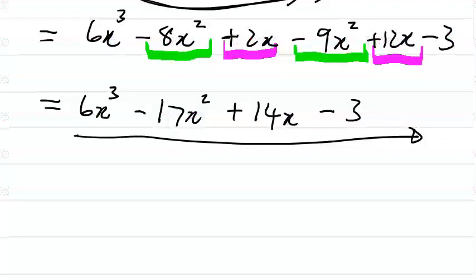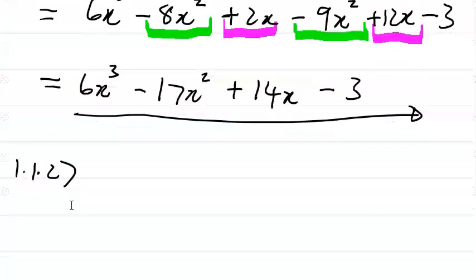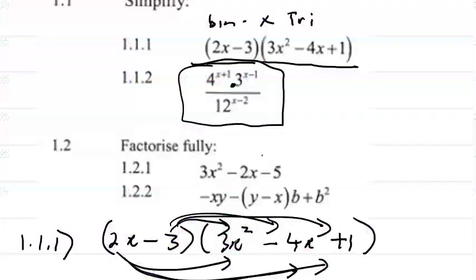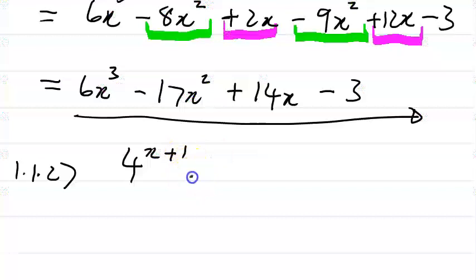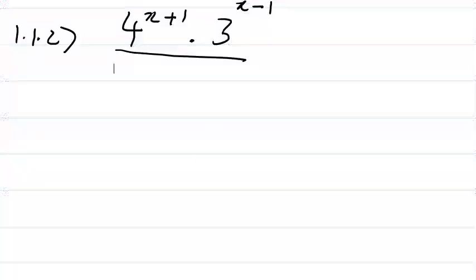Let's get to that. So let's write the question down, 1.1.2. And let's write 4 to the x plus 1 times 3 to the x minus 1 all over 12 to the x minus 2, equals.